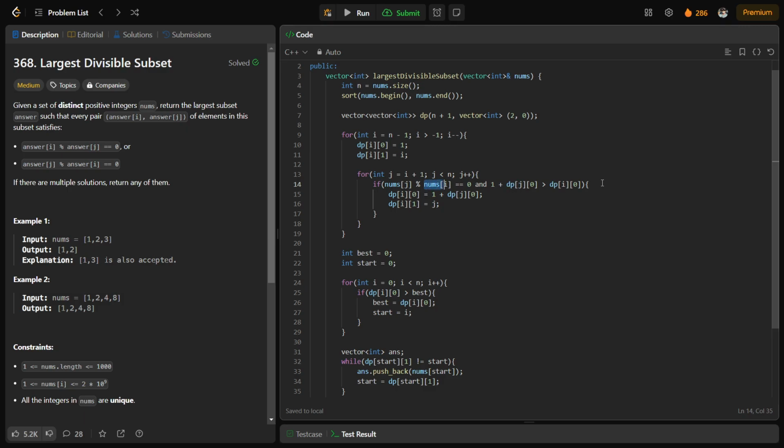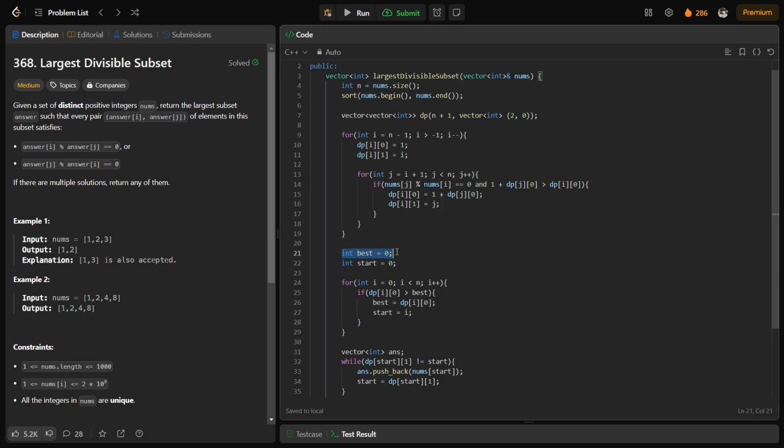So I can add nums of i in front of it and add 1 to my answer as a total subset size. Now if this value is greater than my current answer, I am going to update my current answer and I am going to set the next position as j. That means for the best answer, j is the next valid position.